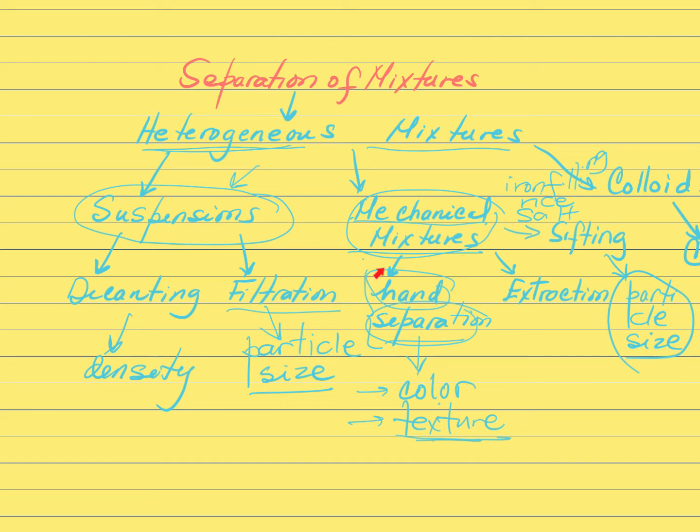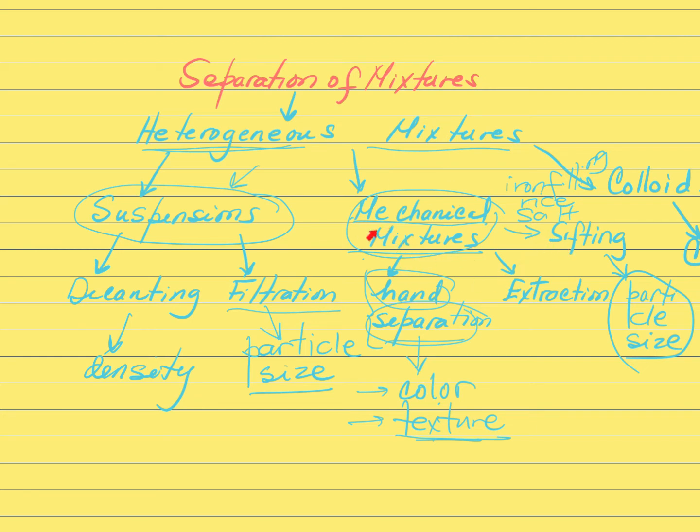Okay, so one more time, for mechanical mixtures that are solid, you have hand separation when the size of the particle is so big that it makes the technique practical to apply. But you're gonna use sifting if the size of the particle is small. The particles are small, and it's very difficult to separate that by hand.